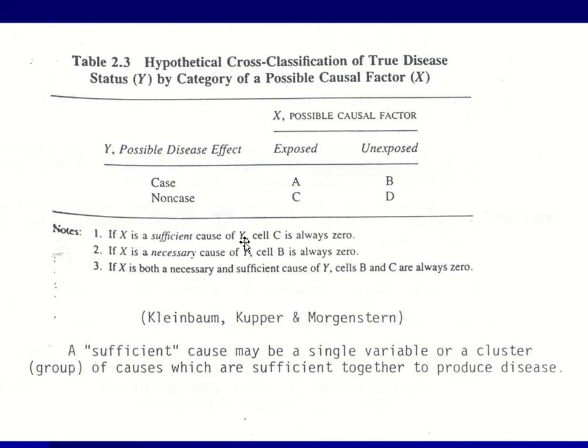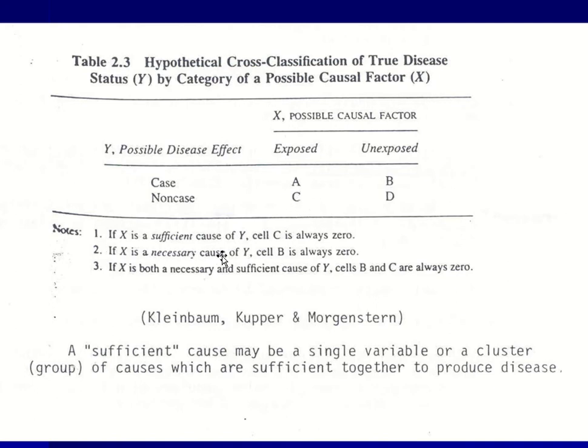means, the minute it is present, the outcome should be present. So let's think about X being sufficient. If X is sufficient, the minute it's present, the outcome has to be present. That means no one should be in the C cell. Okay, so if X is a sufficient cause, cell C is always 0.